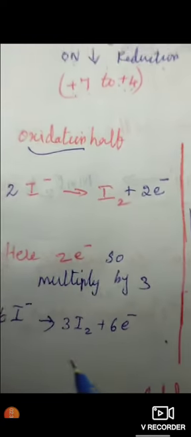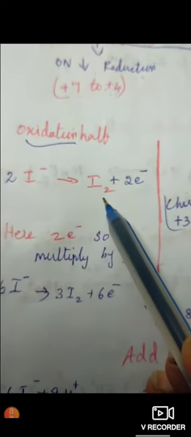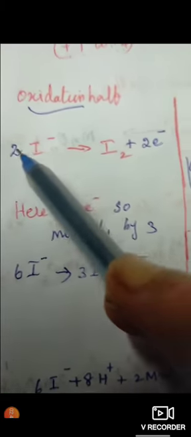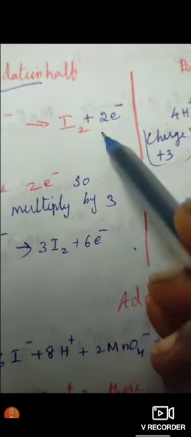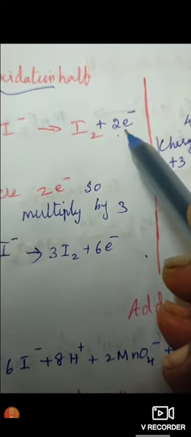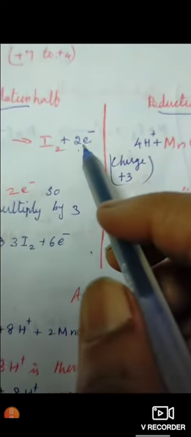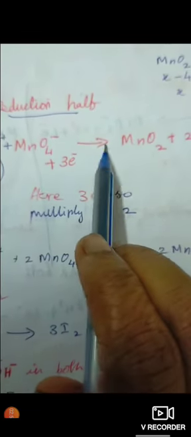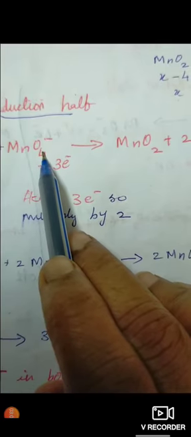So now you have to balance it. Here iodine minus 1 is there, here I2 is there. So to balance that, 2I minus. So a 2 minus charge is there. To balance that we are adding 2 electrons. So 2 minus and plus 2 electrons. So MnO4 minus is there, here MnO2 is there. So manganese is balanced. Here 2 oxygens, here 4 oxygens.